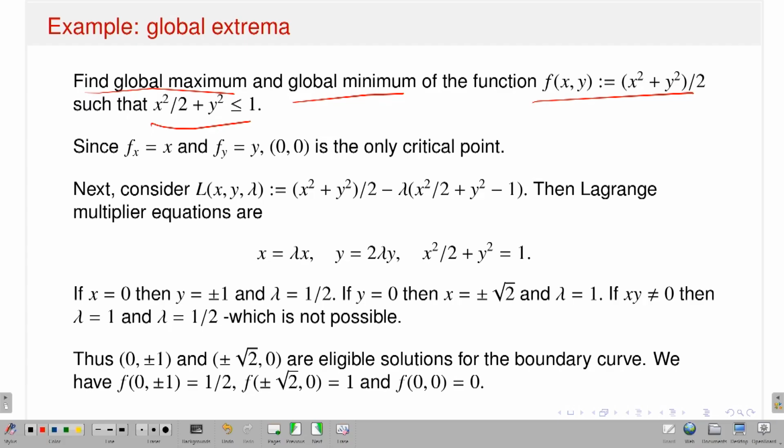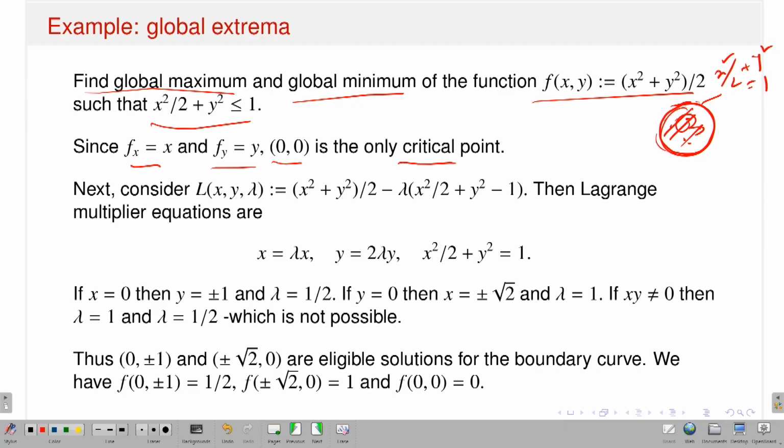That means I have an ellipse, with the boundary x square by 2 plus y square equal to 1. Inside, I am talking about including the boundary. So you have to find the critical point inside, and then deal with the boundary case. For the interior points, you make the partial derivatives fx, fy equal to 0 and get the solution. So 0, 0 is the only critical point in the interior. Now you have to look at the boundary.